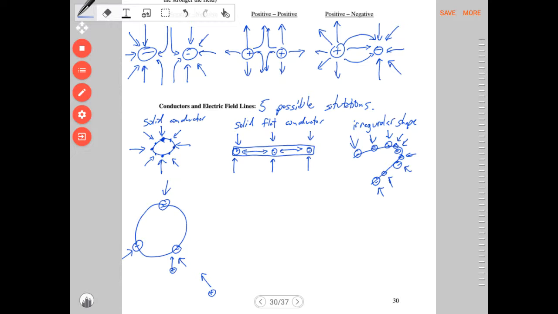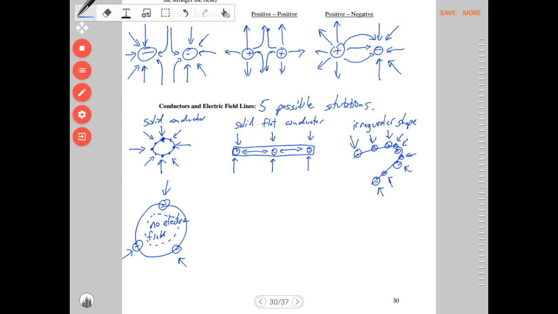Now remember, there is an electric field surrounding the outside of this object. But if this is hollow, the electrons are all pushed to the outside edges, so there is no electric field inside the hollow object. So no electric field, no electric force on the inside of the hollow object.